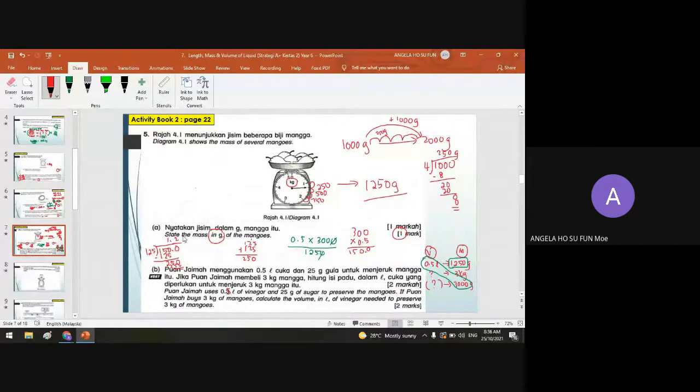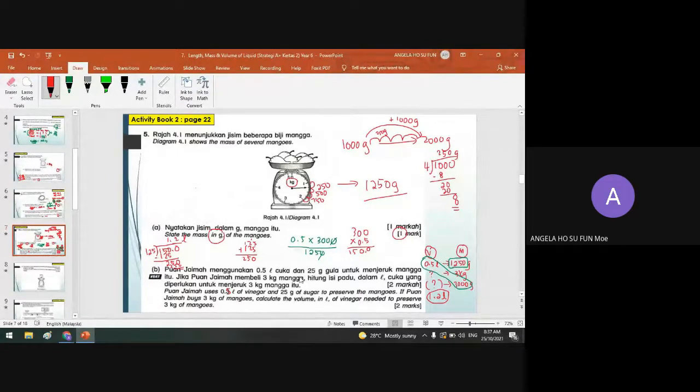So your answer here is how many liters of vinegar that you need? You need 1.2 liter of vinegar. Then only you can do pickling or preserve the mango of 3,000 gram, or another way of saying that, 3 kilogram.